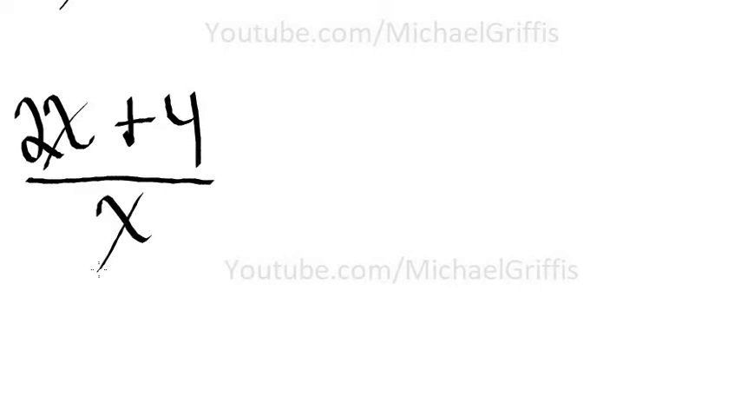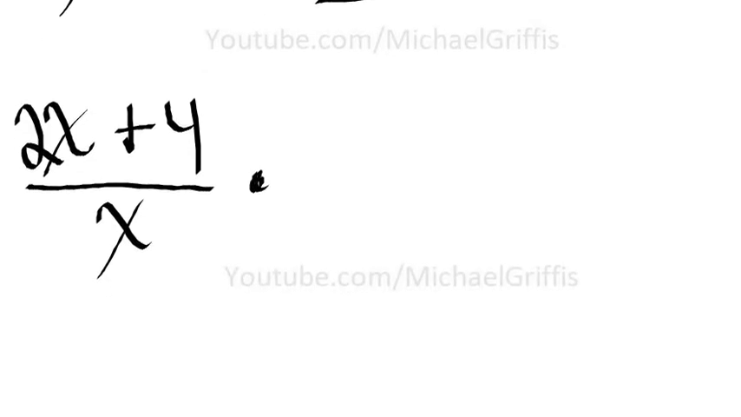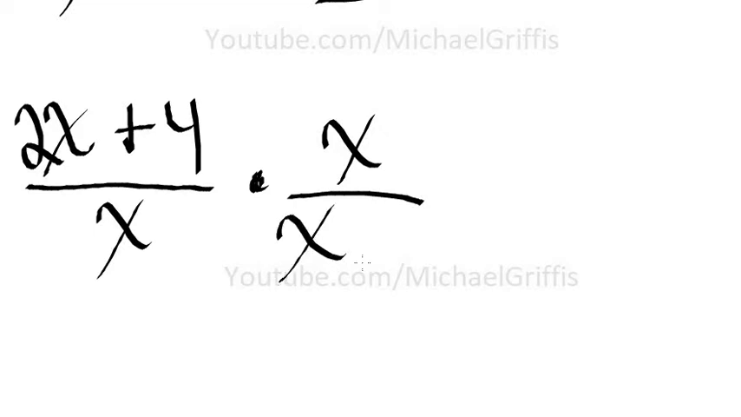So we have 2x plus 4 over x. That's going to be multiplied by something. We're going to be flipping this, okay? So that becomes x over x plus 2, x over x plus 2.